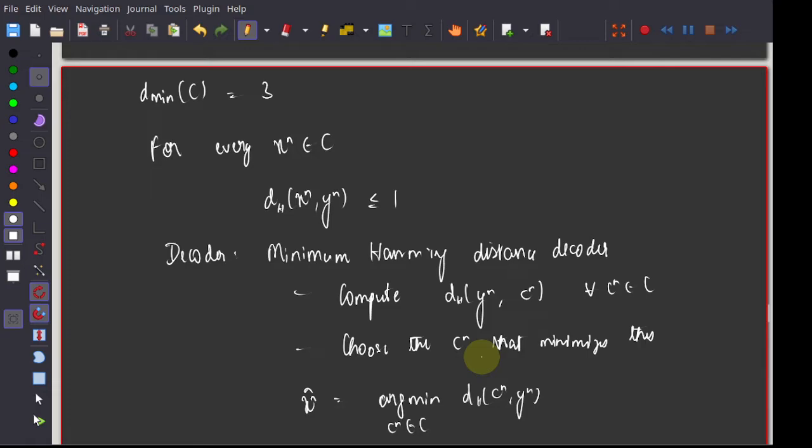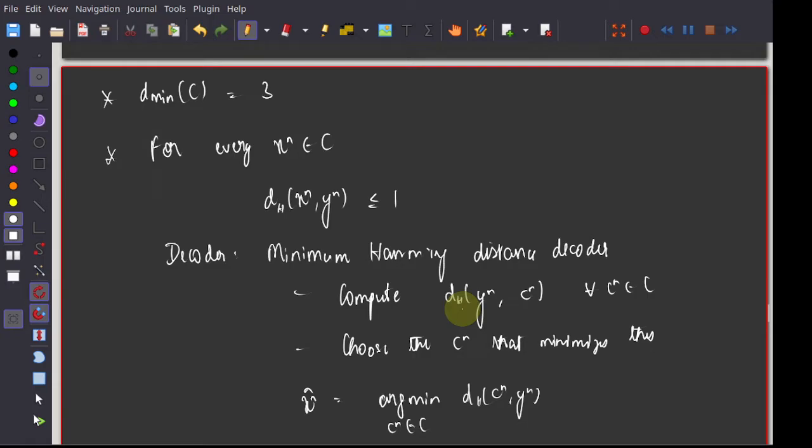You sure? Only 1? Okay. So this is what we're given, right? We're given that the minimum distance is 3, and the distance between xn and yn is 1. So that's basically this Hamming distance between the received sequence and the true code word.